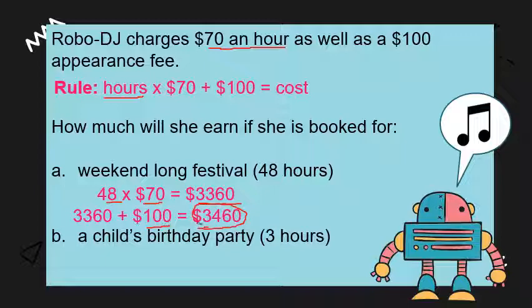Now I split this over 2 lines. You could have it all in the 1 line. I like to show that it's a 2-step pattern. So I split it over 2 lines, and I try to keep these equal signs in line with one another.